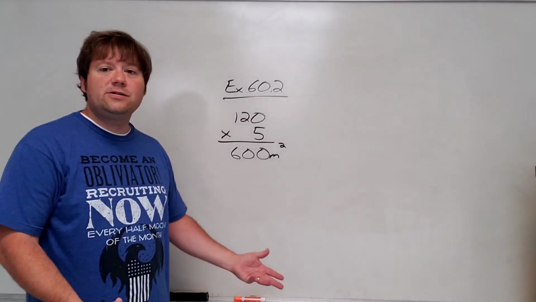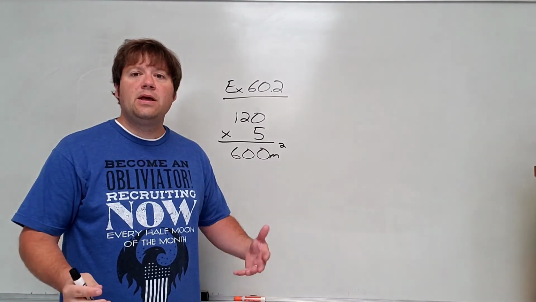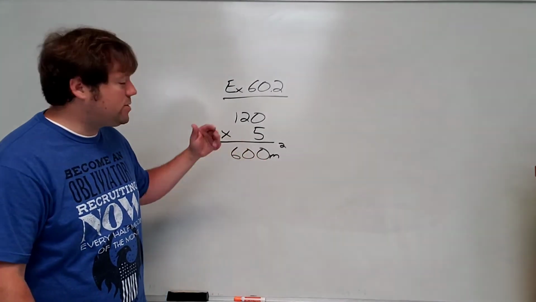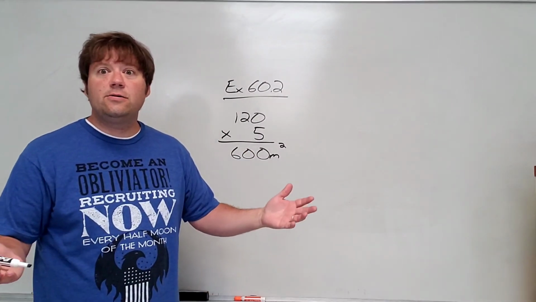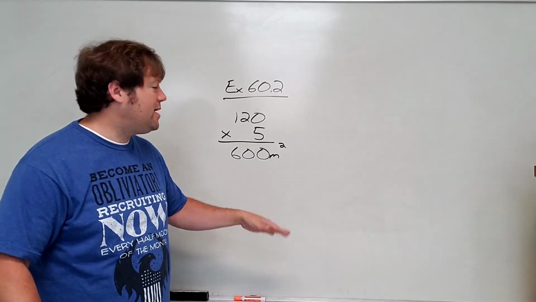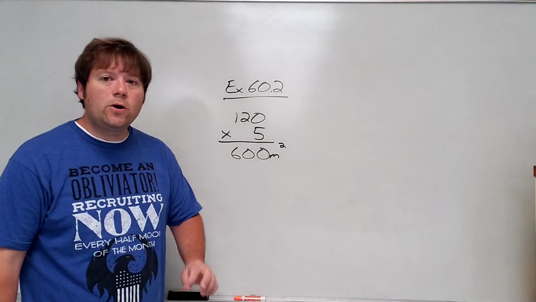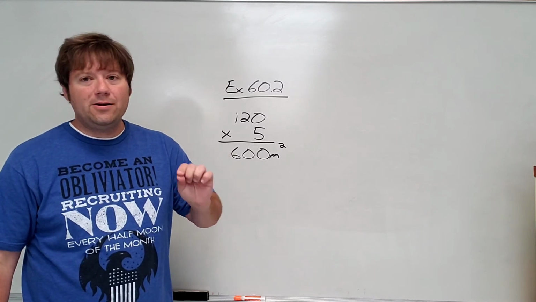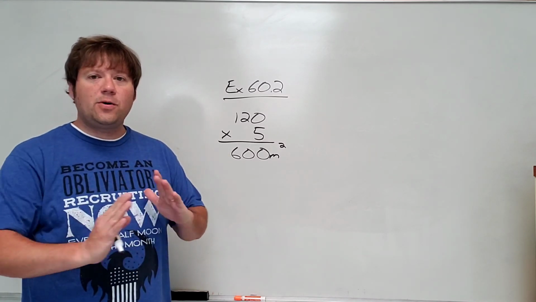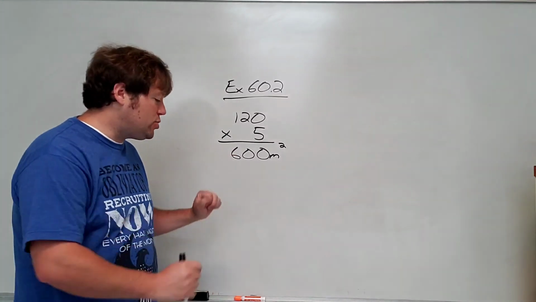Now, if it had said this thing was a hexagon, then it would have 6 sides. We would have multiplied by 6. If it had said it was an octagon, it would have had 8 sides, and we would have multiplied by 8. But the key word in it was that it was a regular pentagon. That means all of them are the same, and so we can take a little shortcut like that.